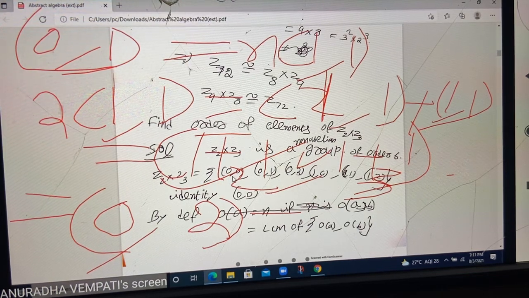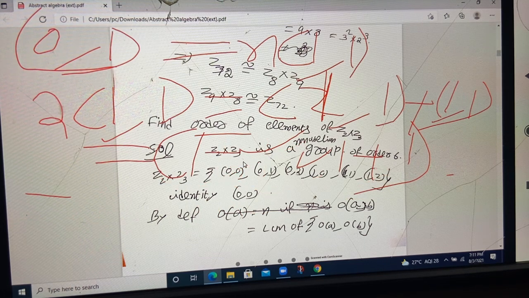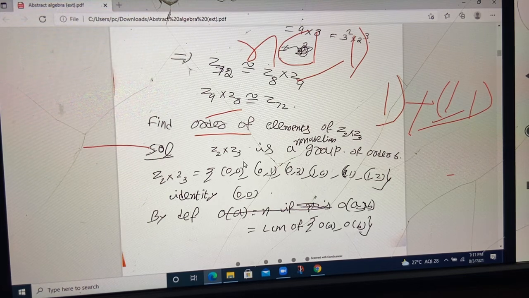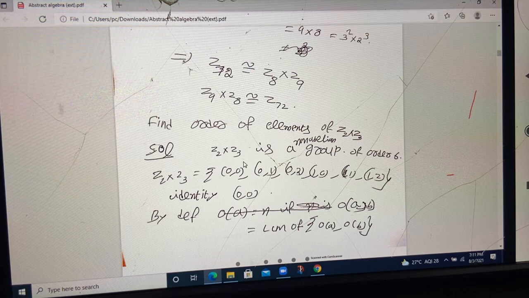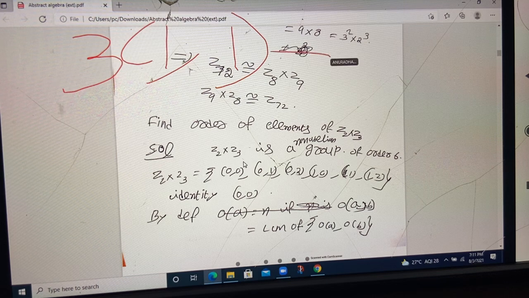(0, 0) is 6 into (1, 1). These two we have completed: (0, 0) and (0, 2). Let us see 3 into (1, 1). What is 3 into (1, 1)? (3, 3), because (1, 1) added 3 times gives (3, 3). So 3 into (1, 1) is (3, 3).